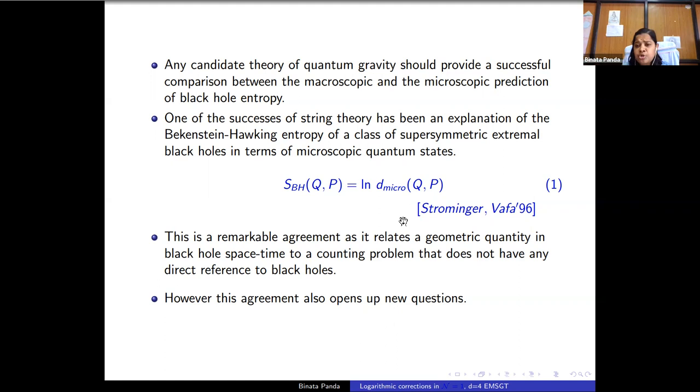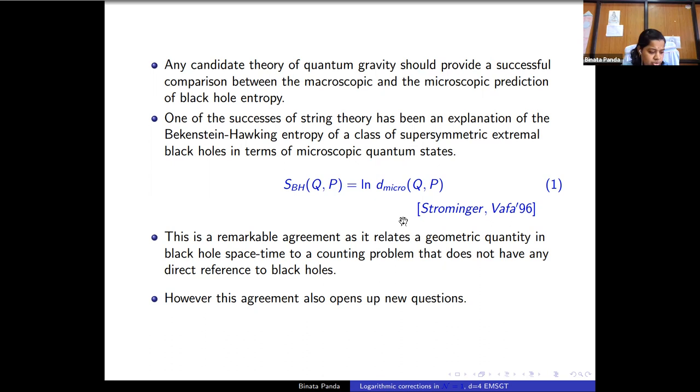And we try to work in string theory, so we prefer to do this investigation in string theory. It's because one of the successes of string theory is an explanation of the Bekenstein-Hawking entropy, of course for a special class of supersymmetric extremal black holes, by Strominger and Vafa in 1996, in terms of the microscopic quantum states.